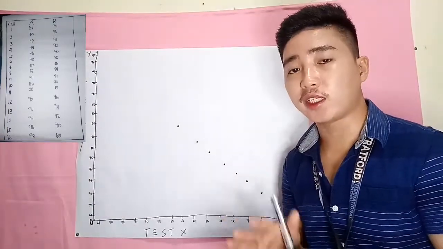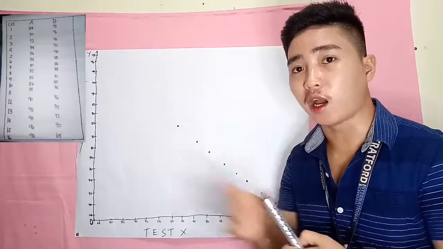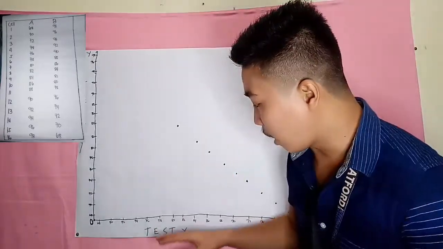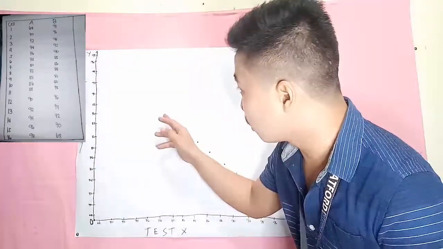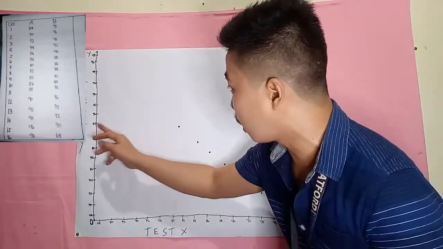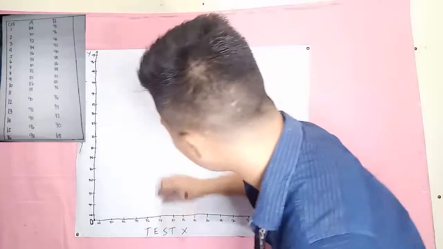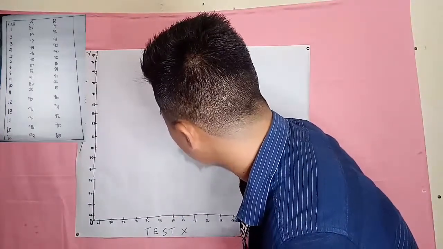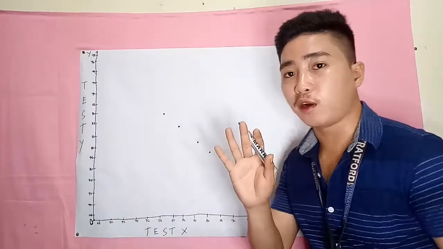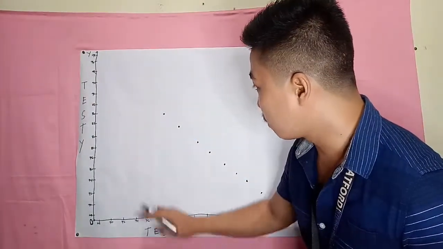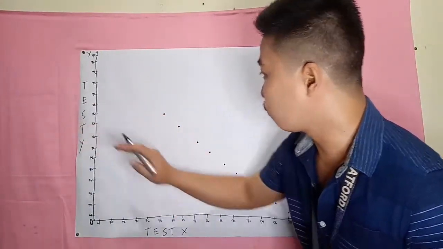Now, there is an inverse relationship between the test X and test Y. Now, in the test X, if the student gets the low score of 78, the student in the test Y will get the highest score, 84. Now, let's put here a dot. You have to remember that you have to align the dot at 78 and 84.